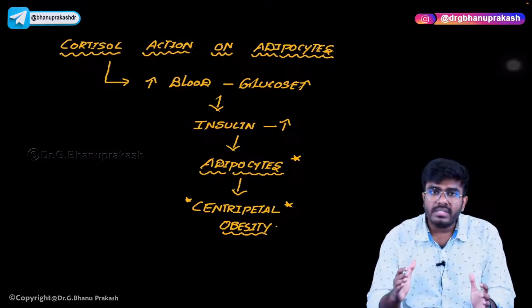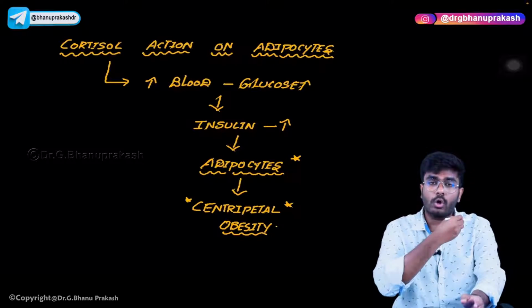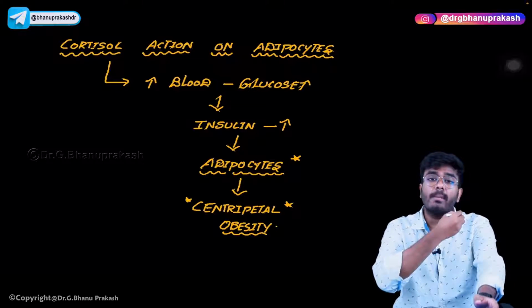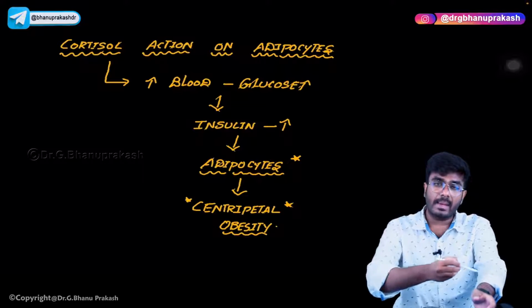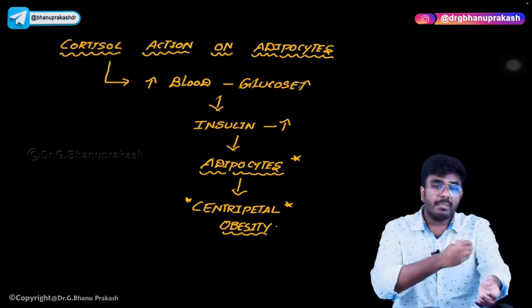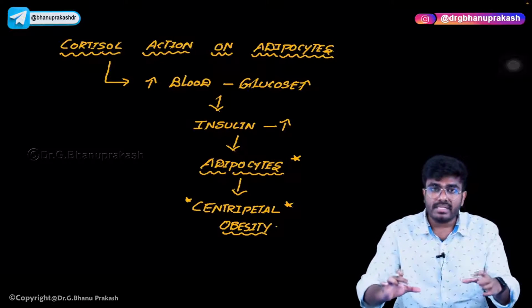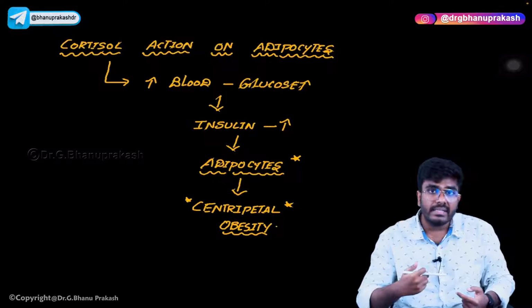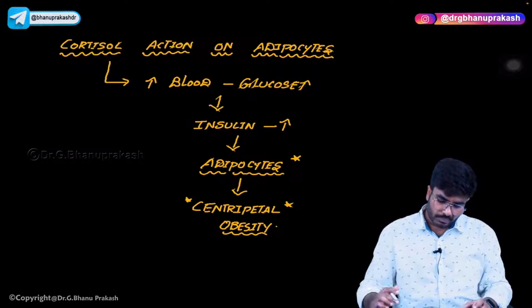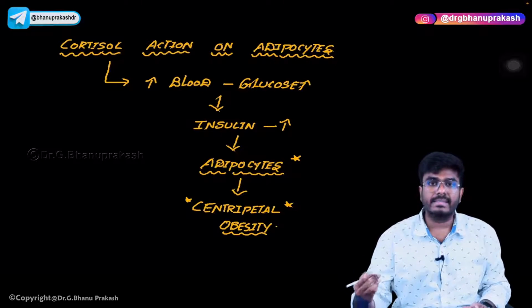Why only centripetal obesity? Because cortisol is acting on the bones, cortisol is acting on the muscles. Now, if cortisol is acting on the muscles, proteolysis will happen. So, in the limbs, because of the proteolysis, the extremities will become thinner. The patient is going to have very thin extremities, but if you look at the axial skeleton, the person is having obesity. Okay, so that is called as centripetal obesity, which is seen in Cushing syndrome, cortisol excess.